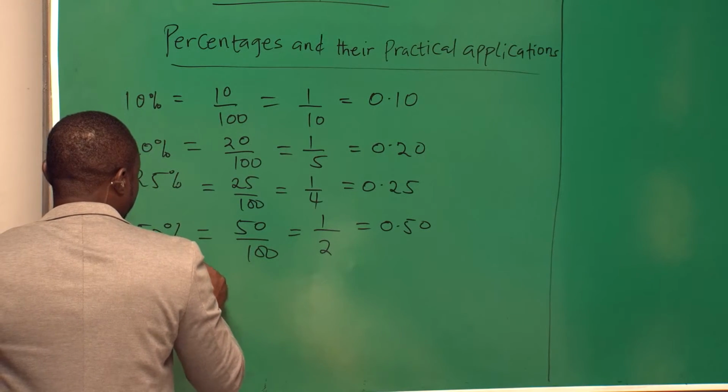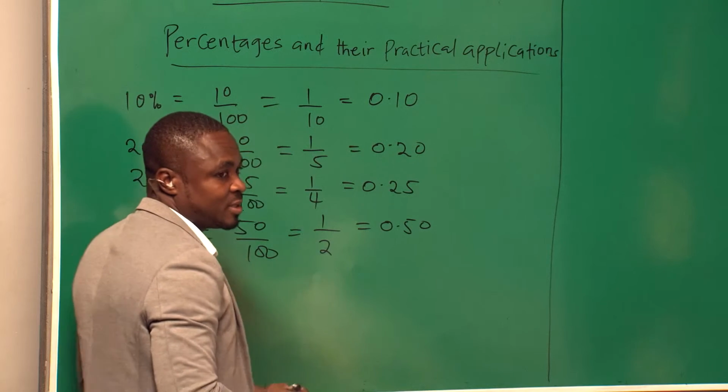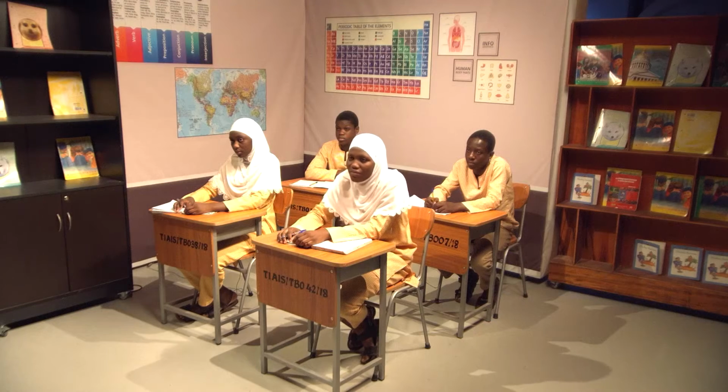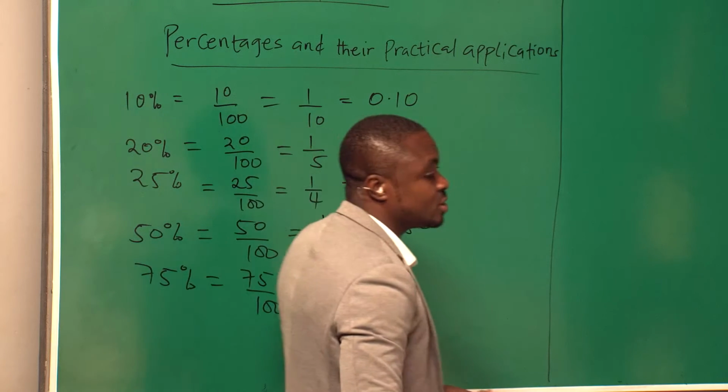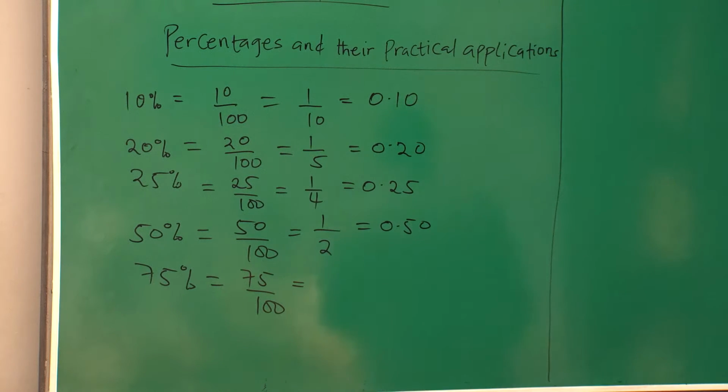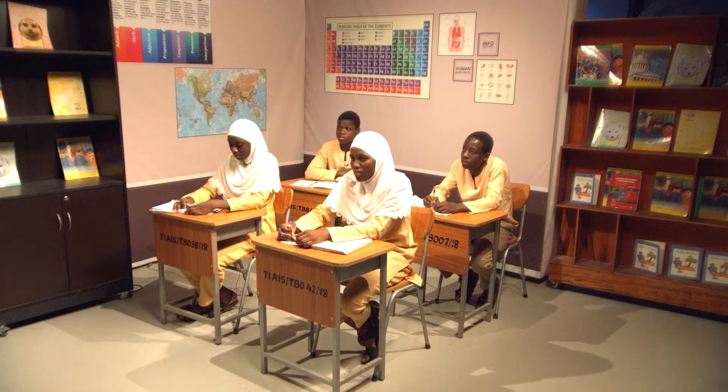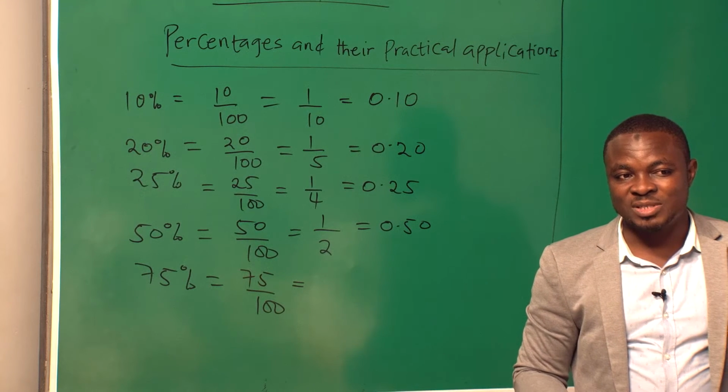Then lastly, we're looking at 75%. Samira? 75 over 100. Then reduce it to a common fraction. Abrazak? 3 over 10. What did you use? 5. What common factor did you use?